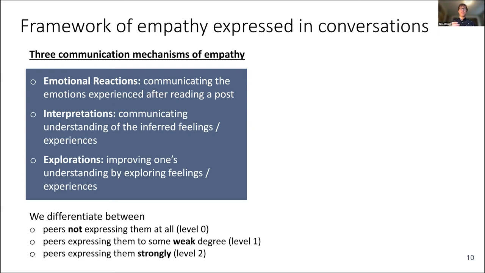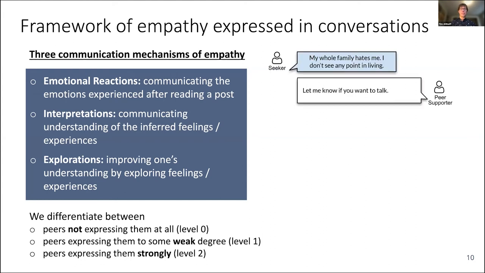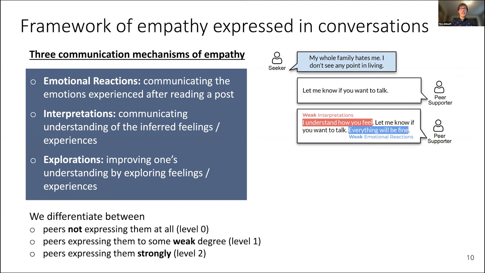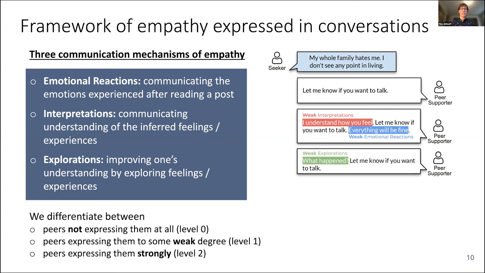And we decided to differentiate each of these on three different levels, essentially a threefold classification task: not expressing them at all, expressing them to some weak degree, or expressing them more strongly, which typically means in a more context-specific way. And I'll show you some examples now. So let's say, "I understand how you feel" would be a weak interpretation. "Everything will be fine" would be considered a weak emotional reaction. "What happened?" question mark, is a weak exploration.